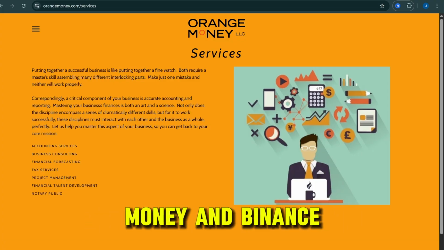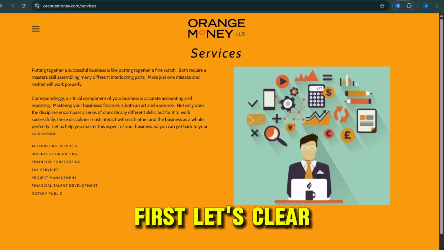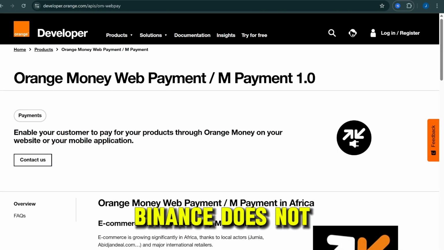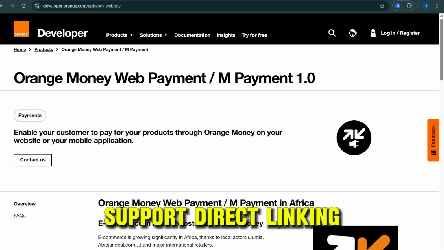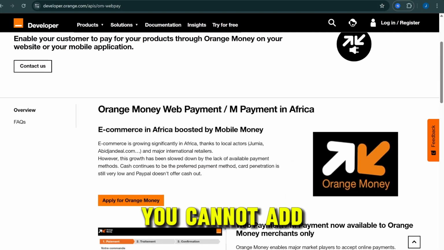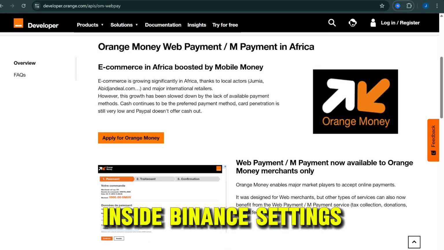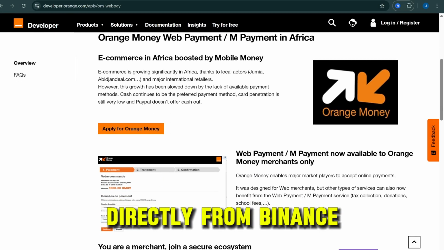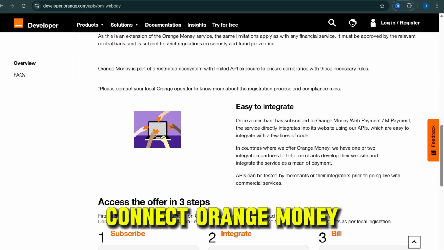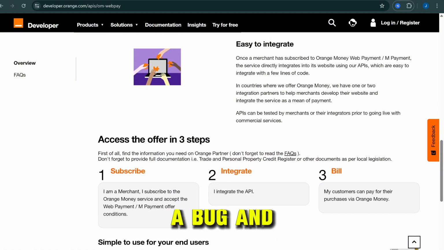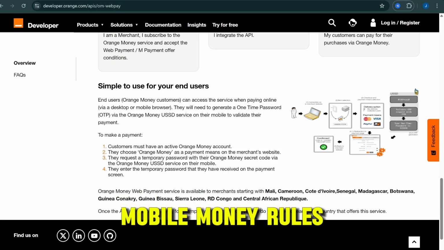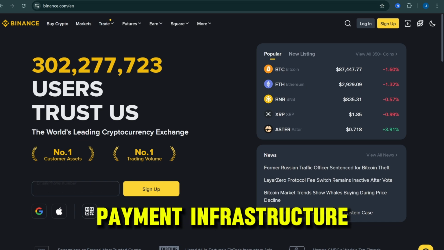Understanding the Orange Money and Binance relationship. First, let's clear up the biggest point of confusion. As of 2026, Binance does not officially support direct linking of Orange Money as a wallet or bank account in most countries. You cannot add Orange Money directly inside Binance settings. You cannot withdraw directly from Binance to Orange Money by default. There is no official Connect Orange Money button. This is not a bug, and it's not an account issue. It's a limitation based on regional regulations, mobile money rules, and Binance's supported payment infrastructure.